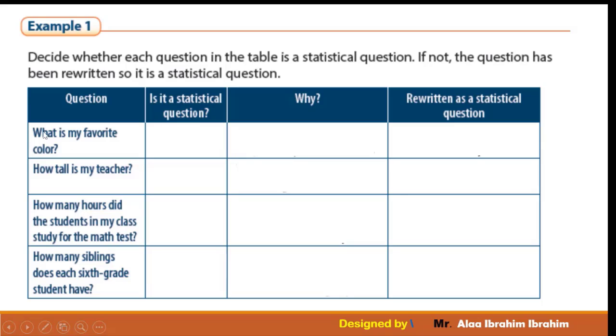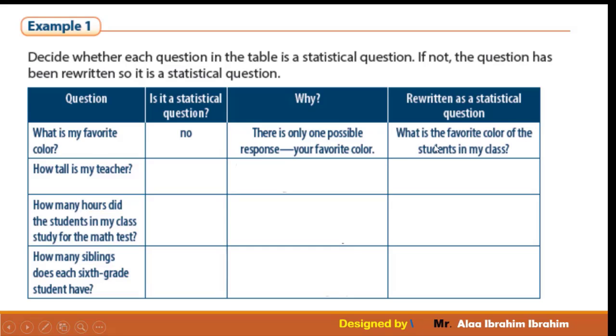I am dealing with my favorite. My favorite means one, not a group. So this is no. To deal with a statistical question, I have to deal with different data. There is only one possible response, your favorite color, just you. So this is not a statistical question. I have to rewrite this to make it statistical. I can change this question by changing "my" to anything with a group, like: what is the favorite color of, meaning many different opinions, different ideas, different choices.